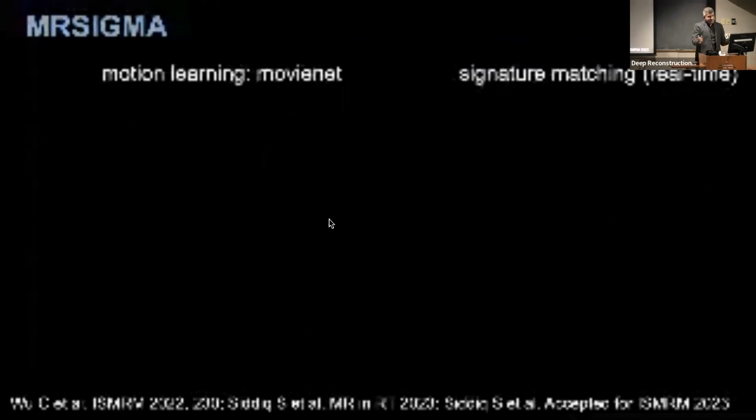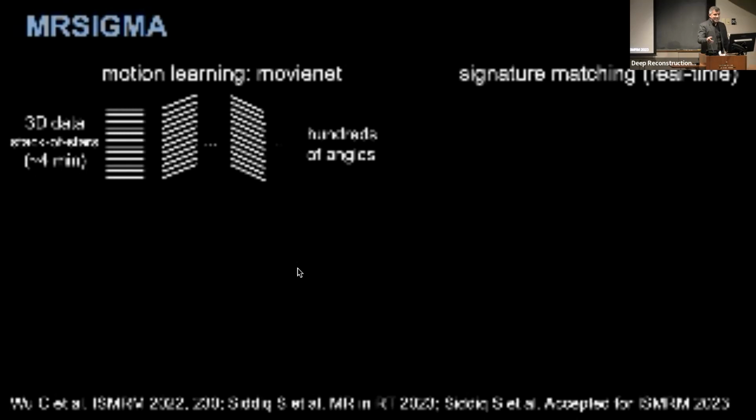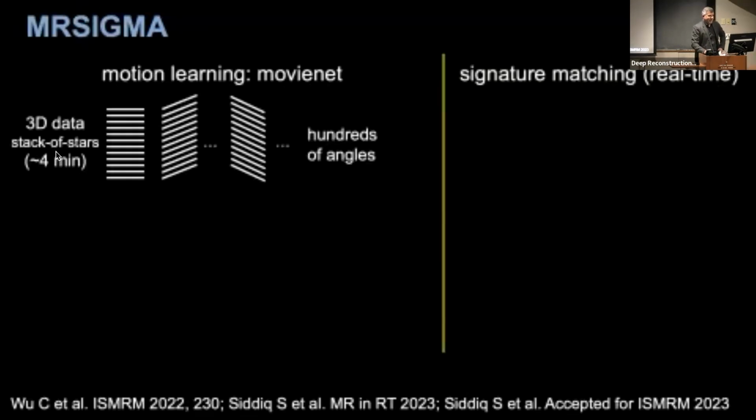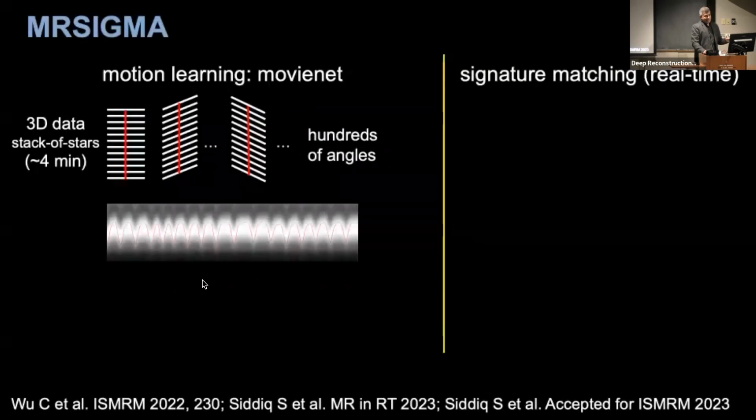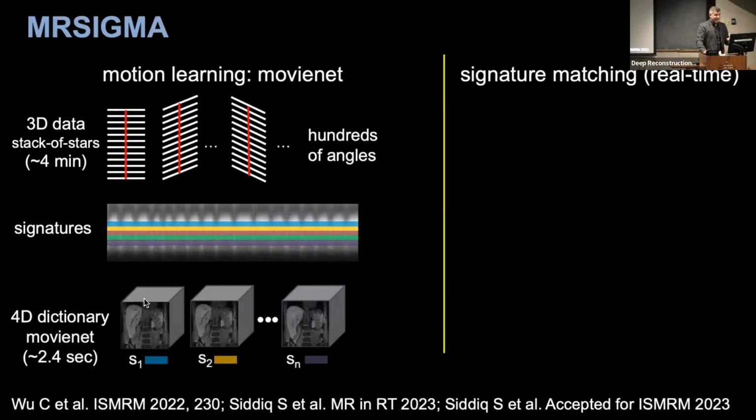So the way that we implemented was, again, using all our toys, radial imaging, deep learning reconstruction. So we acquire data for about 4 minutes. From that, we can get the respiratory motion signal. We can bin it into amplitude ranges. So each amplitude range in each bin is determining the motion signature. So this is passed to movienet, so we can reconstruct the 4D motion dictionary.